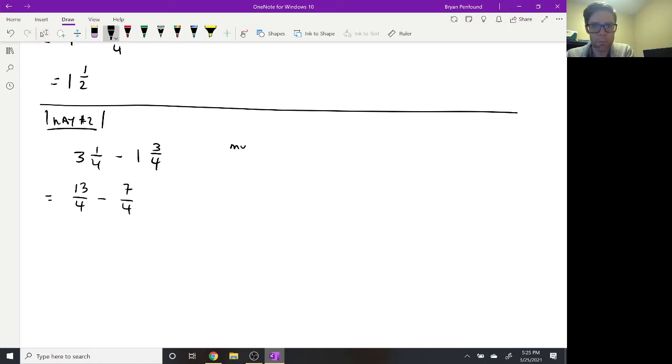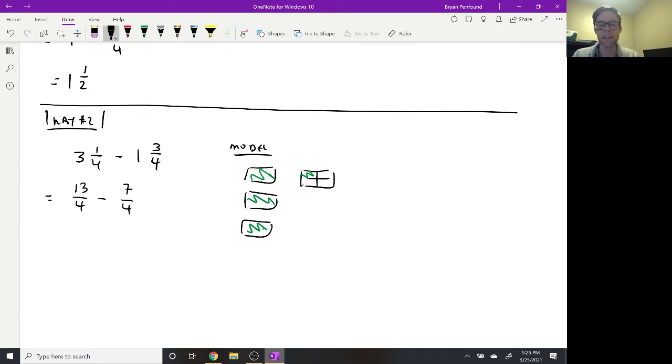So essentially, if we were looking at a model, it would look something like this. We'd take our original 3 1/4. And essentially what we're doing is we're automatically taking those 3 whole portions and breaking them down into quarters. So the first step would actually be just breaking all of these whole portions down into quarters and adding up how many of those I have. So we could say this is 1, 2, 3, 4, 5, 6, 7, 8, 9, 10, 11, 12, 13. So this is where our 13/4 comes from. It comes from breaking those 3 whole portions into quarters.